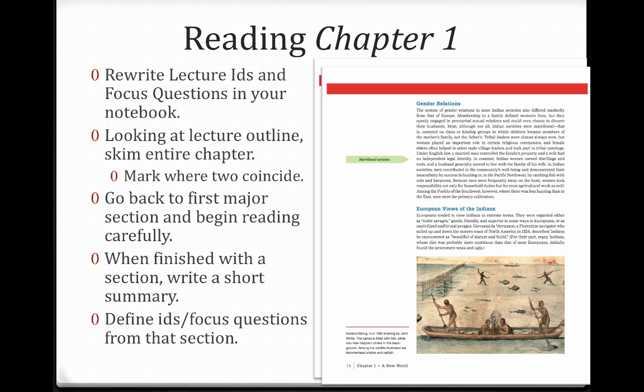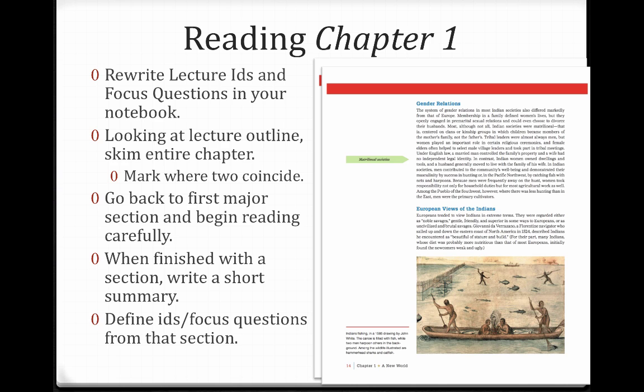Okay, then you're going to go back to the major section. It could be the first section, maybe you're a little bit further into the chapter, and this is where you're going to start reading. As you're reading, you want to pay close attention to where those flags, the Post-its, the markers, the highlighting are, because that's what your instructor talked about in class, and those are probably the areas that you need to really make sure you understand and pay close attention to.